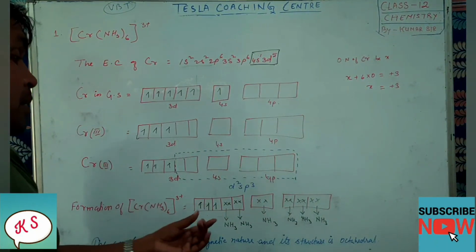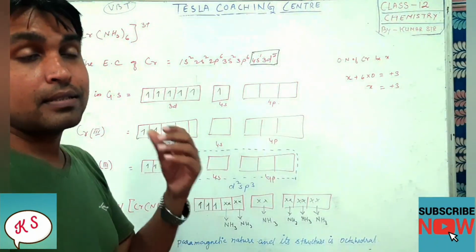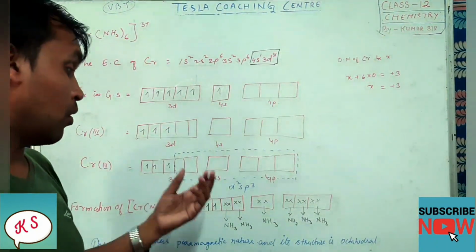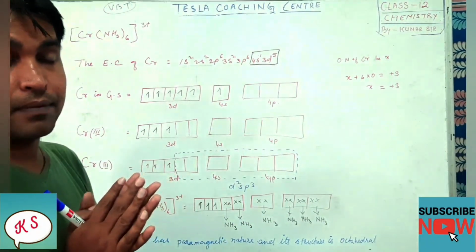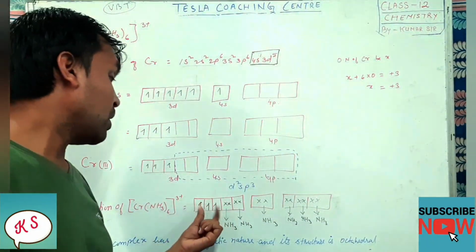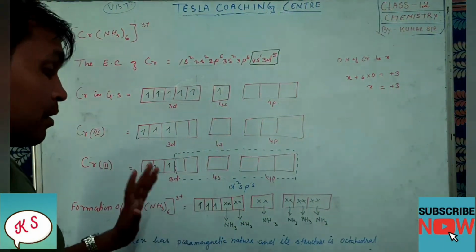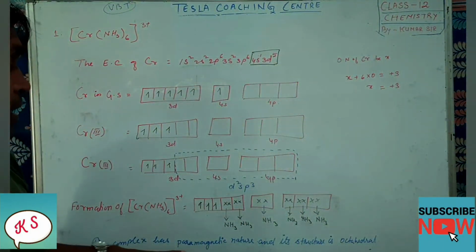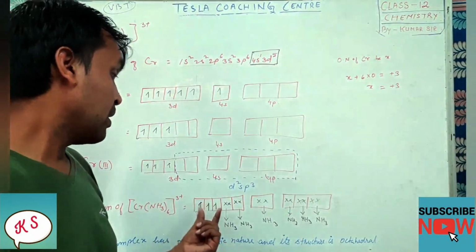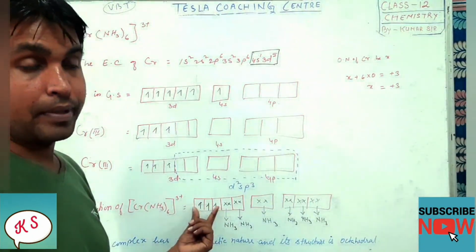Now always remember, if there is any single unpaired electron in an orbital, then the magnetic behavior will be paramagnetic. If all are paired up, then it will be diamagnetic. But here you can see all these 3 are unpaired or not. So the complex has paramagnetic nature. Why? Because it has 3 unpaired electrons.